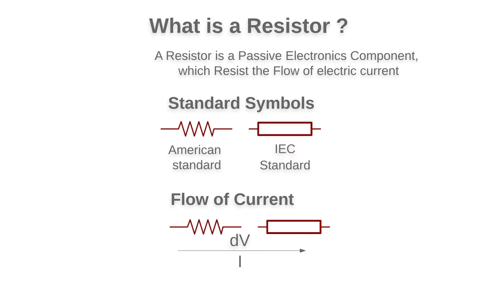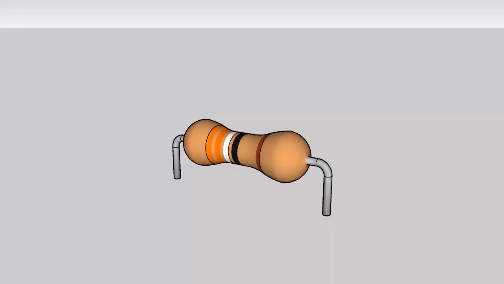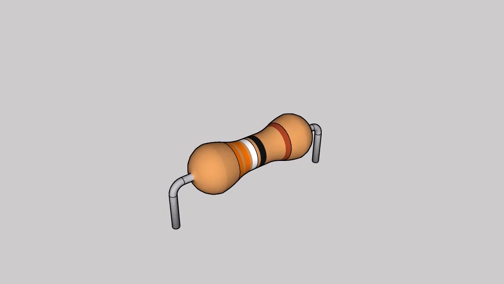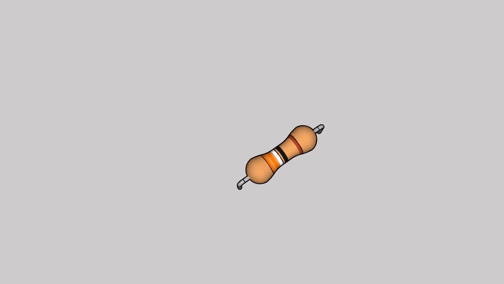Normally the flow of current will be right to left, and if you take the construction of the resistor, it is mostly made of either carbon, metal or metal oxide film, covered by a thin film of conductive material, wrapped around it and covered by the insulating material with the leads.